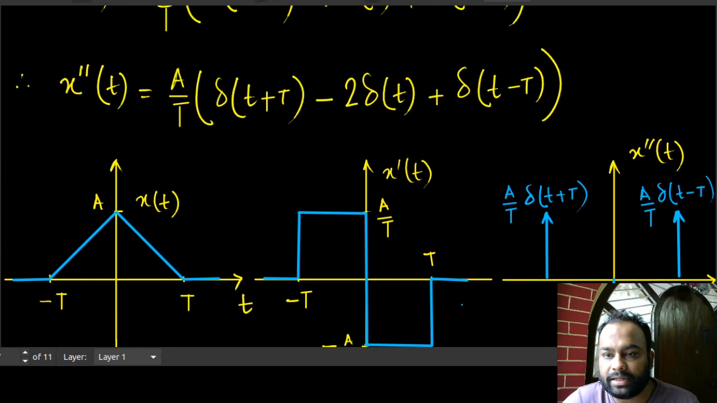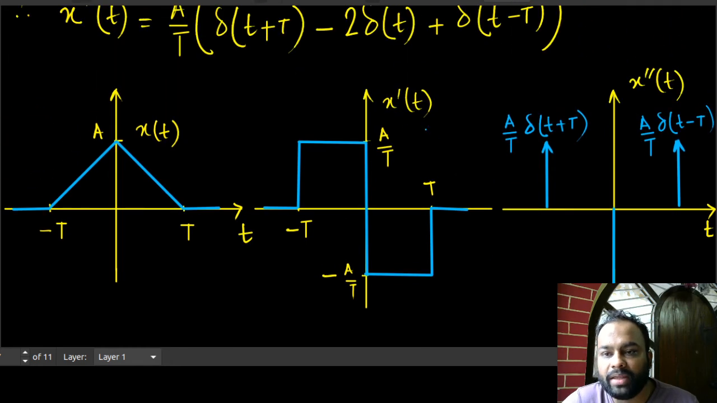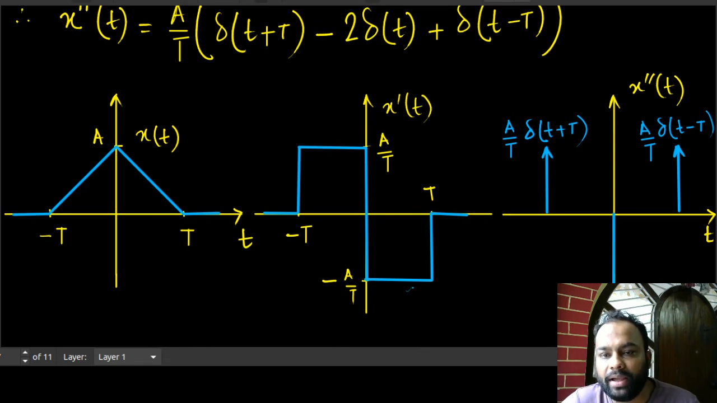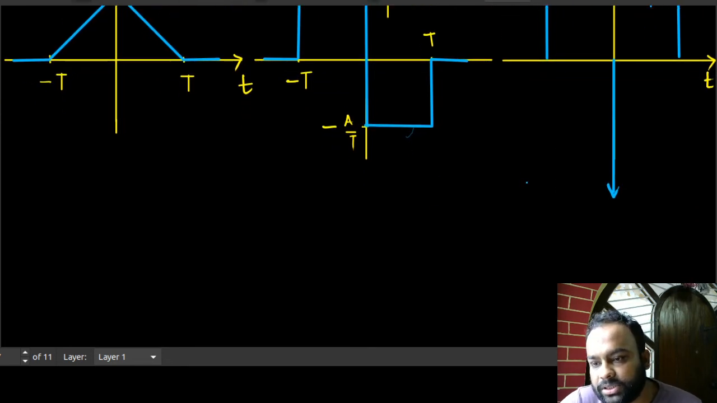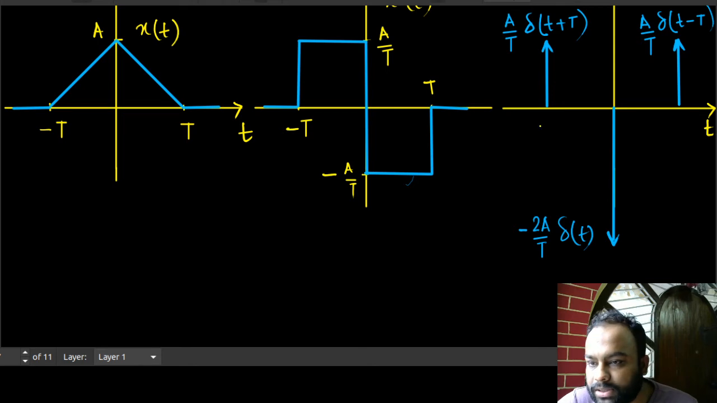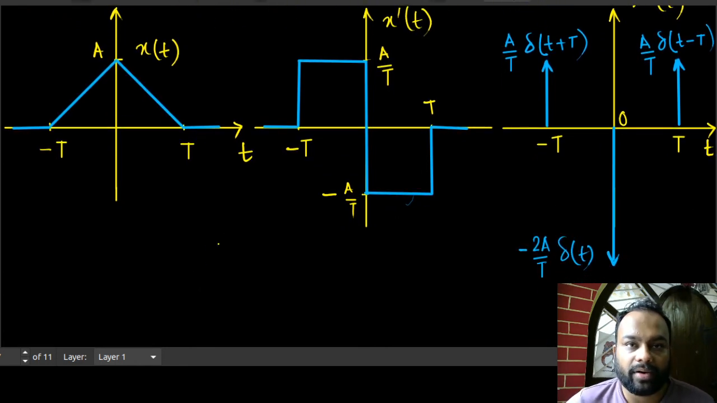And this is a negative impulse, minus 2 delta(t). Actually, the area under this would have been minus 2, because it is minus 2 delta(t). Now, because of this, the area would be minus 2A/T. So this is minus 2A/T delta(t), right? And of course, this is minus T, this is plus T. This is the second derivative of the signal we have at hand. So we have the original signal, this is the first derivative, this is the second derivative, right?